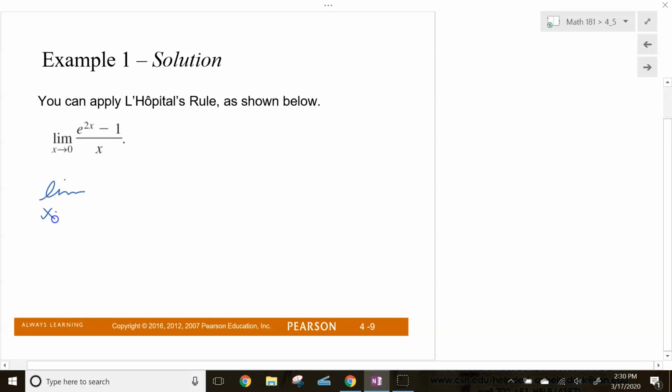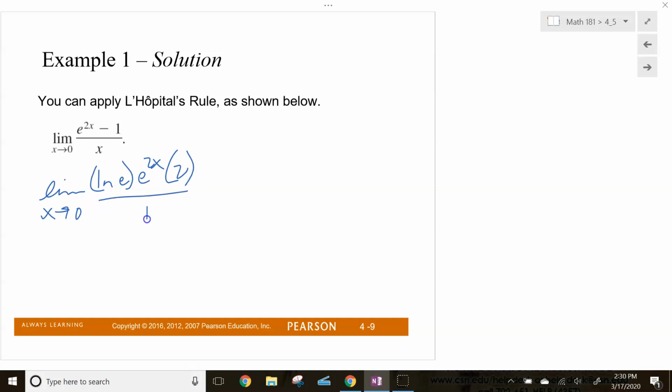Well, according to L'Hopital's rule, if I take the derivative at the top, so ln e to the 2x, chain rule, 2, derivative of minus 1 is 0, all over derivative of x is 1, and we know that ln of e is just 1, right? So we got 2e to the 2x all over 1. Now we throw in 0.